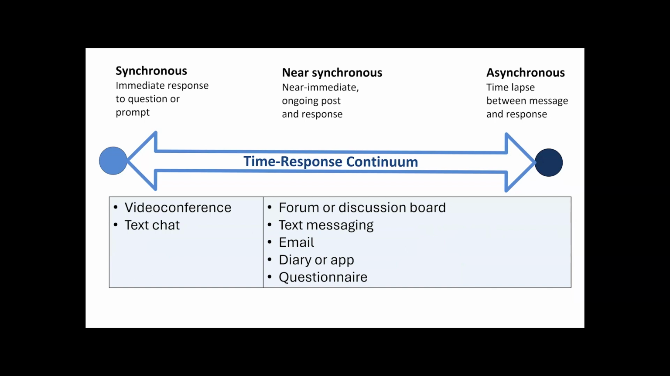So if we think about synchronous video conferencing kinds of tools like we're in right now, or text chat, or something where I'm going to schedule a time with the participant for this exchange. And then for the near synchronous and asynchronous, those might be a forum or discussion board, like the iTracks board. It still could be text messaging, email, diary methods or apps, as I mentioned, or even a questionnaire.